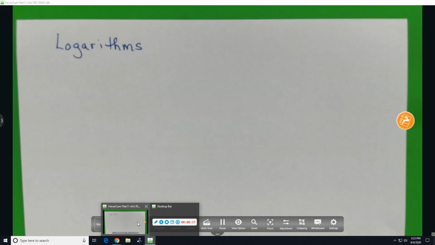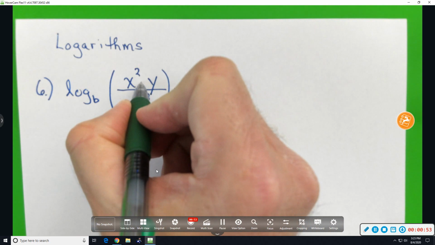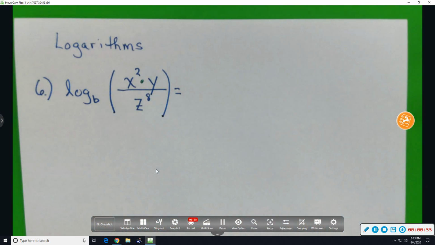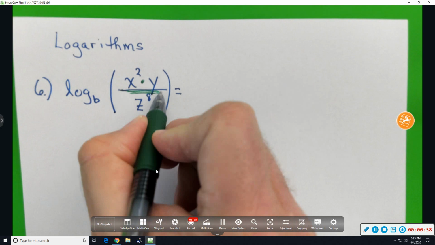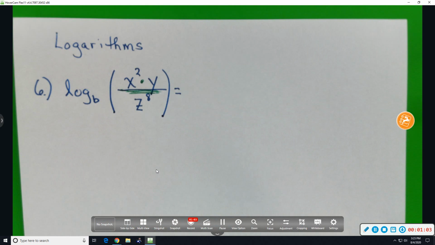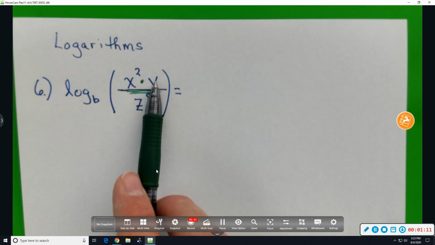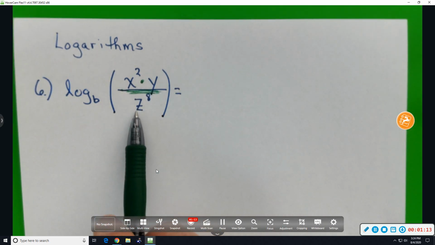So what have we said about expanding and condensing logarithms? Well, to expand them, you separate logarithms at multiplication and division. You don't separate them at addition or subtraction. So if I separate this, there's multiplication and division, so this is going to separate into 3 logarithms. The exponents go in front of the letter L, and the stuff on top will have plus signs in front of them, and the stuff on bottom will have minus. So there's a pattern here.